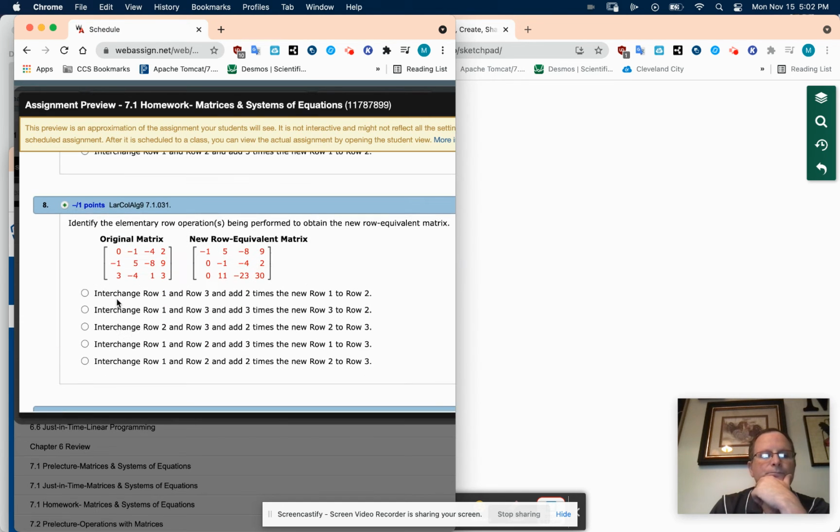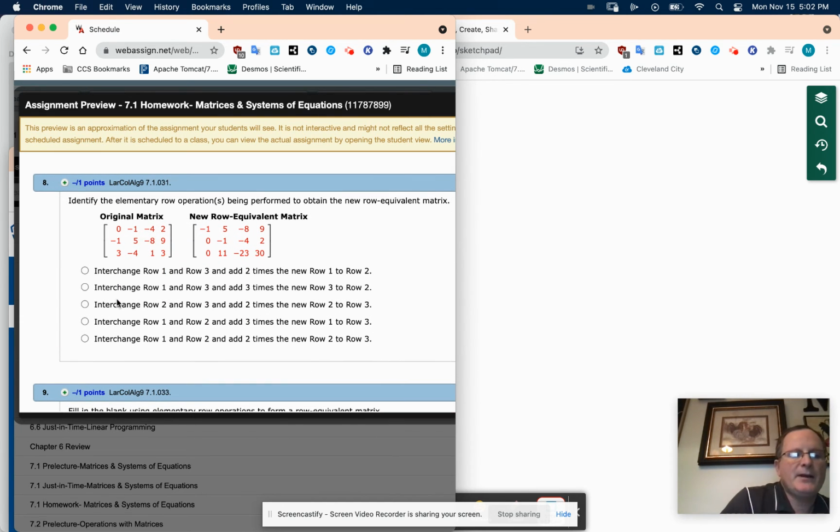All right. So while we're here, let's talk about number 8. It says identify the elementary row operations being performed to obtain the new row equivalent matrix. Well, it looks like row 1 became row 2. That's fine. And then row 2 became row 1. So they switched the first two rows. So row 1 and row 2 are exchanged.